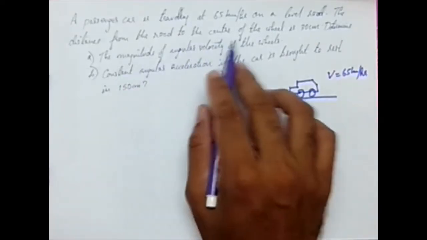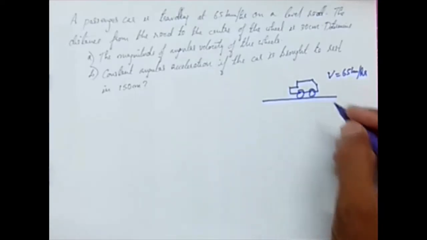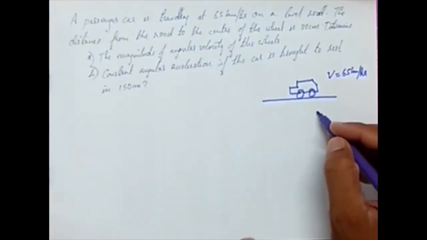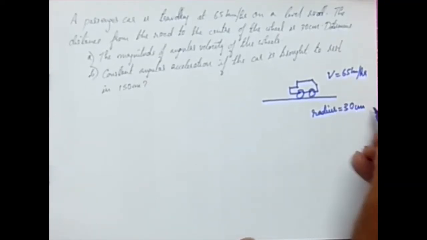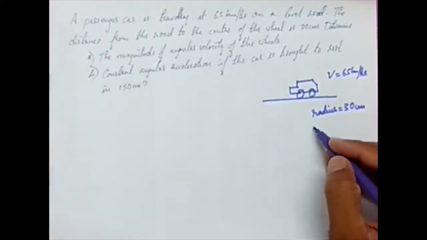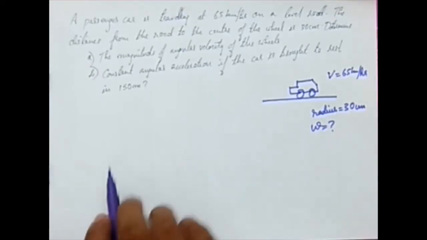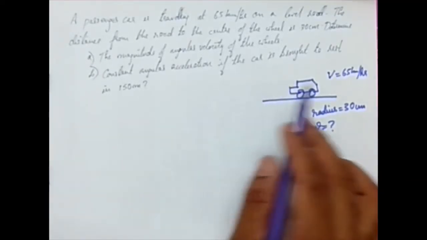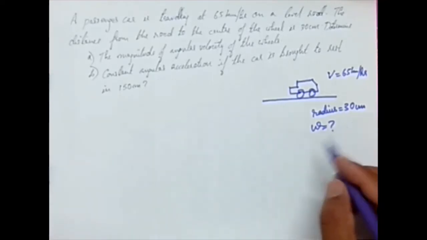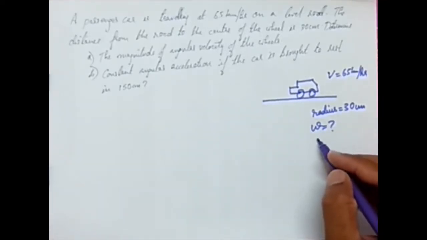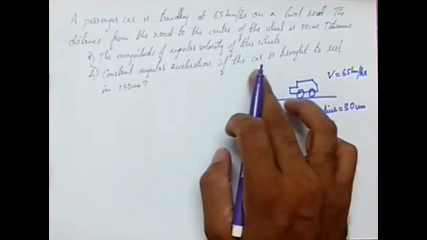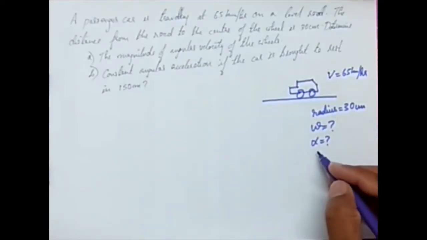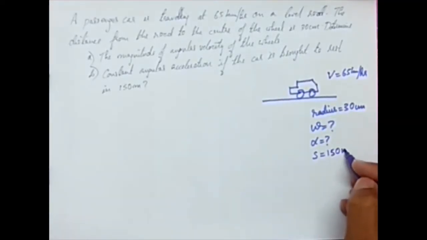Then the distance from the road to the center of the wheel is 30 cm, which means that the wheel has a radius of 30 cm. That is the radius of the wheel. And we are asked to calculate the magnitude of angular velocity omega and the constant angular acceleration if the car is brought to rest in 150 meters. So we are supposed to calculate the value of alpha, and the data given is that it was brought to rest in 150 meters. That is, S is given as 150 meters.